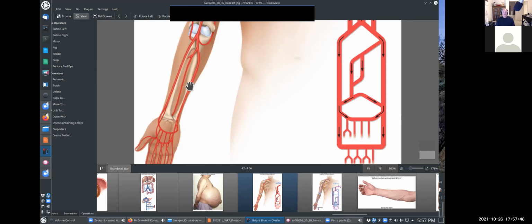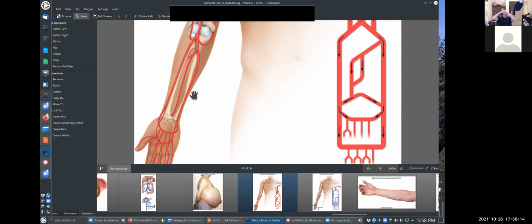Just remember that any artery that they tag just above the hand, if it's on the thumb side, it's going to be radial. If it's on the non-thumb side, what we call the anti-thenar side, it's going to be the ulnar. And you can use that same trick in the foot or the leg.